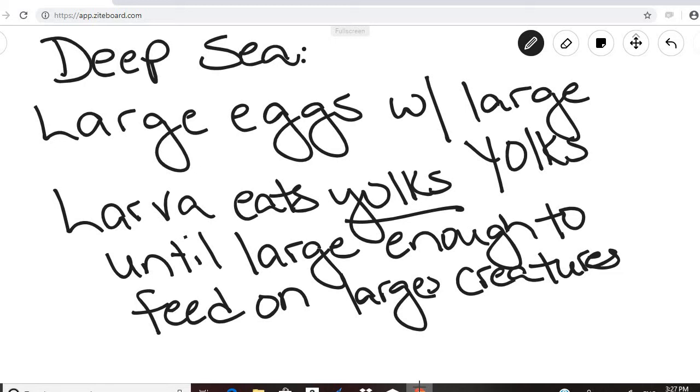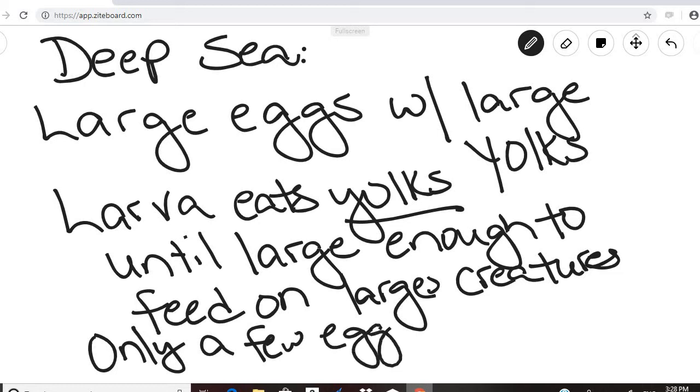And in the deep sea, they also tend to lay only a few eggs at a time. Because remember, all that takes energy. It takes energy to produce and lay eggs. And if you're in a situation where you don't have as much energy, you try to conserve that as much as possible.